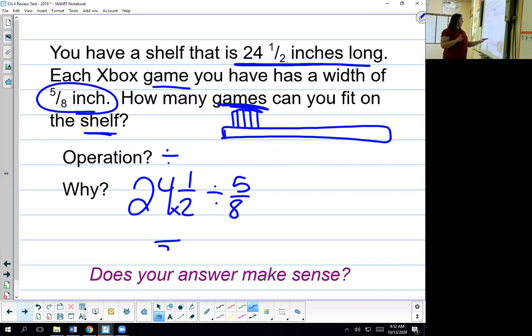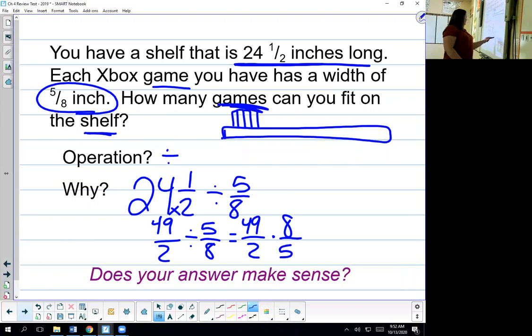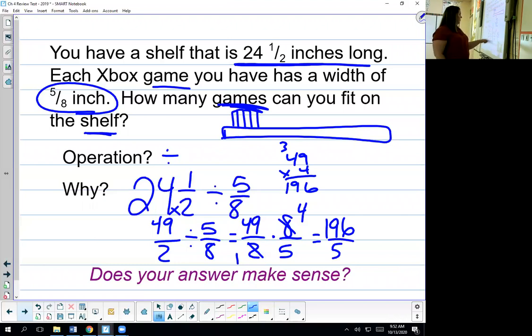So this is over 2, so it'd be 49/2 divided by 5/8. All I'm doing in step 1 is making it improper. Step 2, keep the first fraction, multiply by the reciprocal. Ms. Edwards is going to do a little quicker division, but feel free to do it the other way around. I just do it quicker, so I have to deal with bigger numbers. So I got 196/5. You probably had a little bigger number.